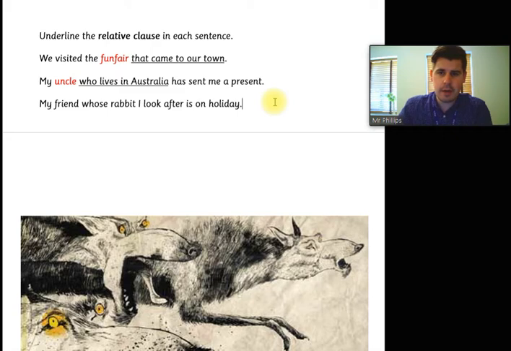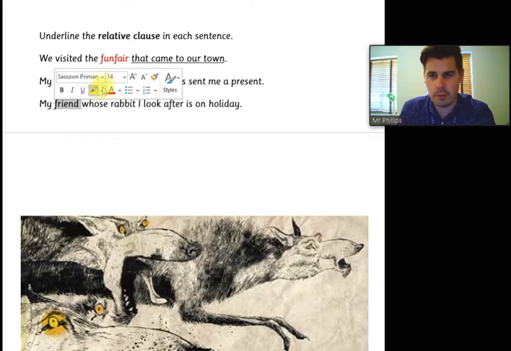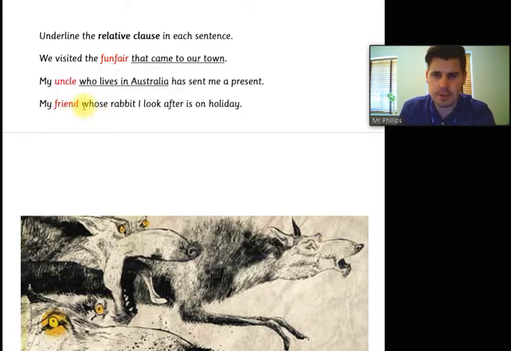My friend whose rabbit I look after is on holiday. What's the relative pronoun? The word that starts the relative clause? Well, in this one, it's whose. My friend is the noun we're talking about. And whose rabbit I look after is on holiday. Well, it's whose rabbit I look after. My friend whose rabbit I look after is on holiday.